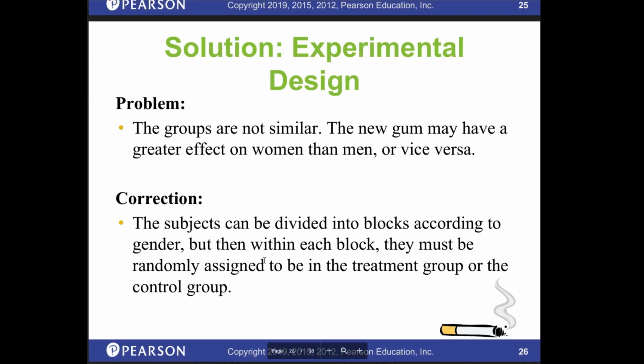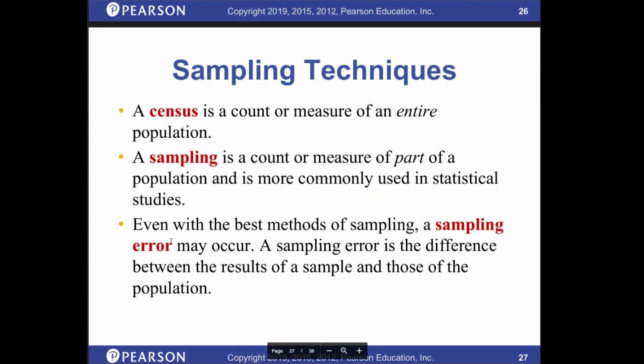And then the solution to this one is that the problem is that the groups are not similar. The new gum may have a greater effect on women than men, or vice versa. So then the correction would be the subjects can be divided into blocks according to gender, but then within each block they must be randomly assigned to be in the treatment group or the control group. So within like the male and female, one has to be given the placebo and one has to be given the actual gum.